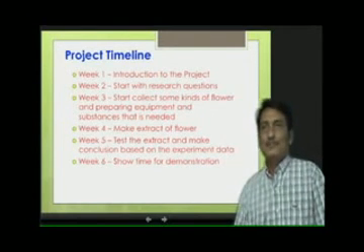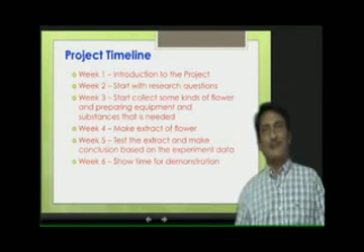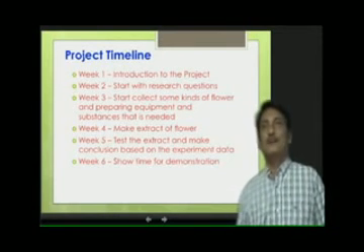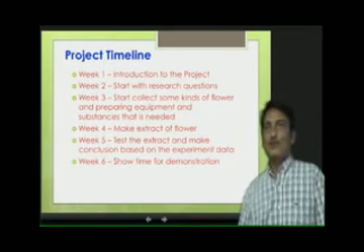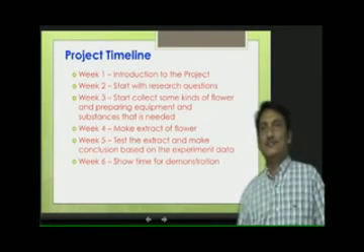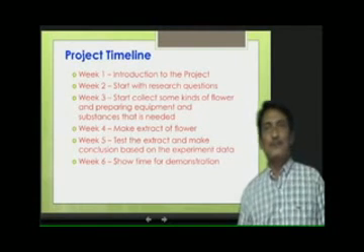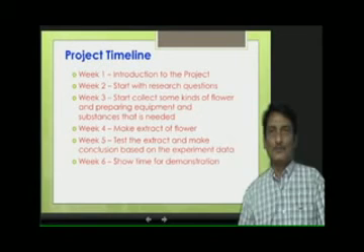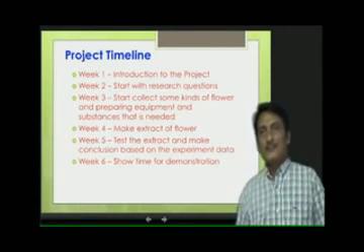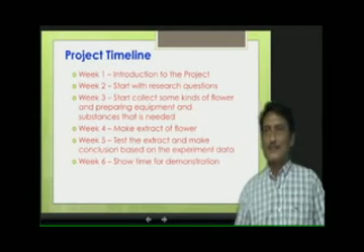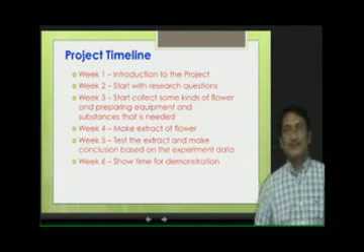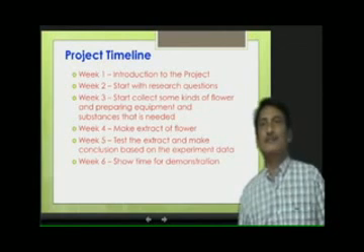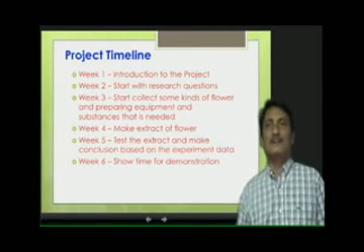How about the project timeline? This project timeline is a simple one, but for the next, of course, we are going to describe it in detail. The first week is introduction to the project. Week 2 starts with research questions. Week 3 starts collecting some kinds of flowers and preparing equipment and substances that are needed. Week 4, make extract of flower. Week 5, test the extract and make conclusions based on the experiment data. In the last week, week 6, show time for demonstration or presentation about the result of this project, that is the solution of natural indicator.